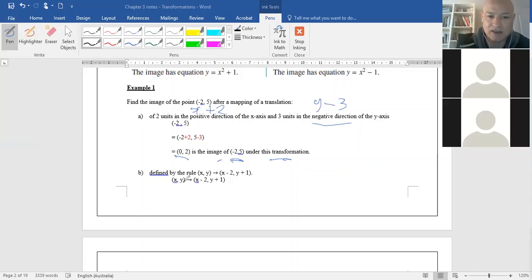Part B, defined by the rule x, y. Now, x, y is such that x goes minus 2 and y plus 1. So my x values are getting 2 subtracted. My y values are getting 1 added. That's all that's happening there. Any questions there?